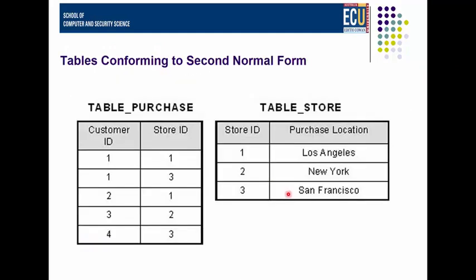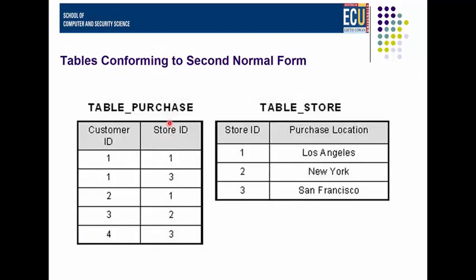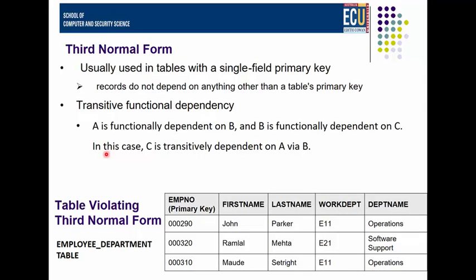So in this case, what do we do? We split it and place them in a separate table, and then we use that ID over here. So this is how partial dependency is removed in second normal form, because it's partially dependent on store ID, but not dependent on customer ID. Once you remove partial dependencies, all the alternate keys which are not fully dependent on the primary key, you can put them in a separate table.